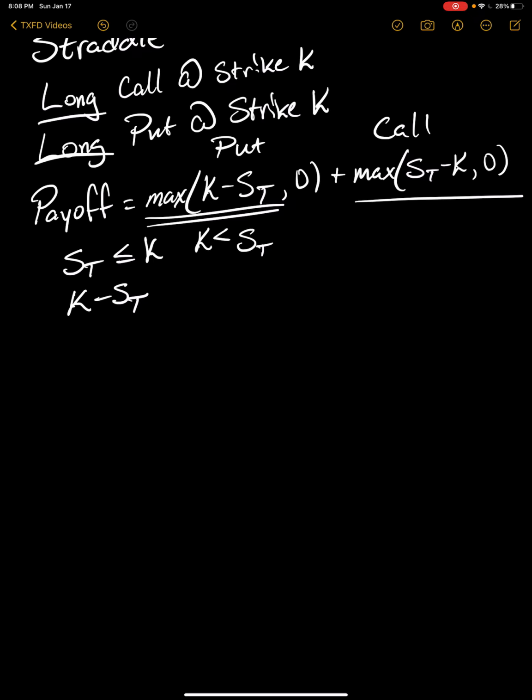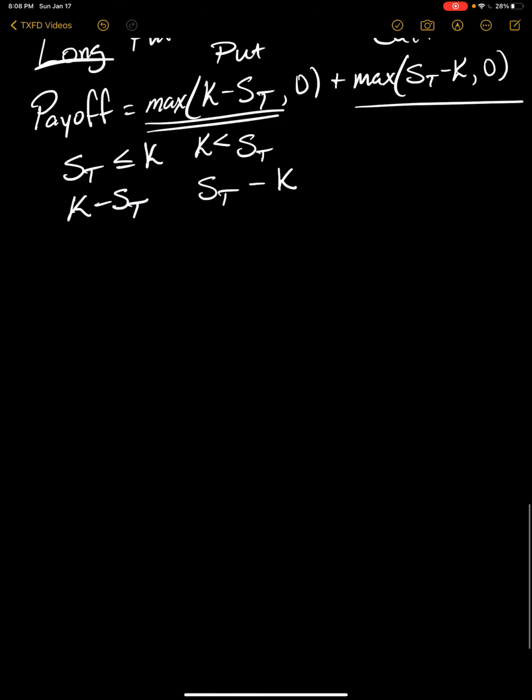Now, when the stock price exceeds the strike price, the put's going to be worthless, and the call is going to take over our payoff function. And so we're going to have a payoff of S_t, the stock price at time t, minus the strike price. And so let's graph the payoff diagram.